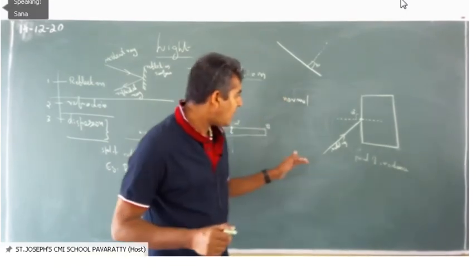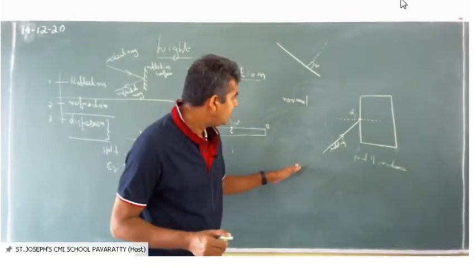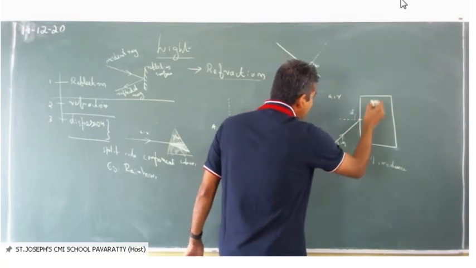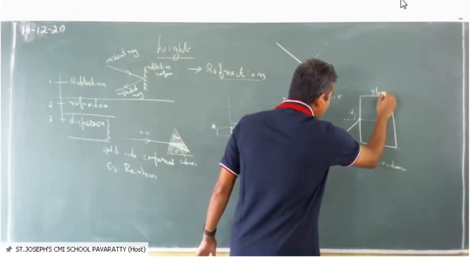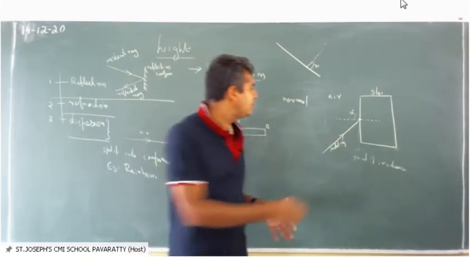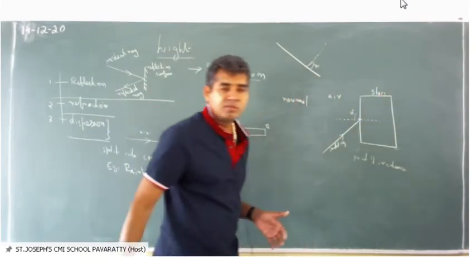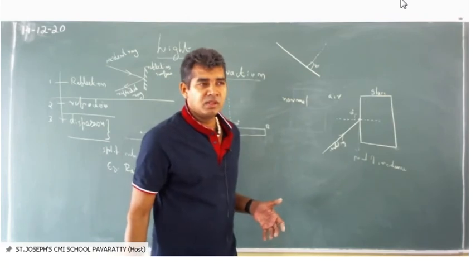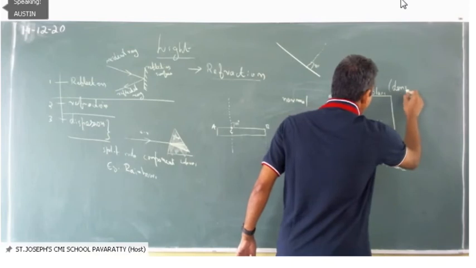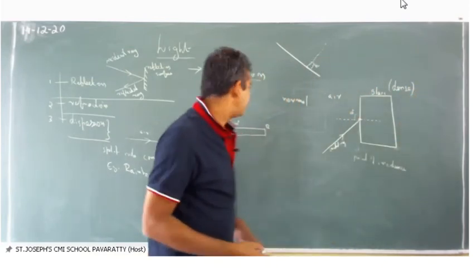Okay, very good. Now you see, we have two mediums. This medium is air, this medium is glass. Which is the denser medium? Glass. Glass is the denser medium. Very good. Density is more. That is the denser medium.